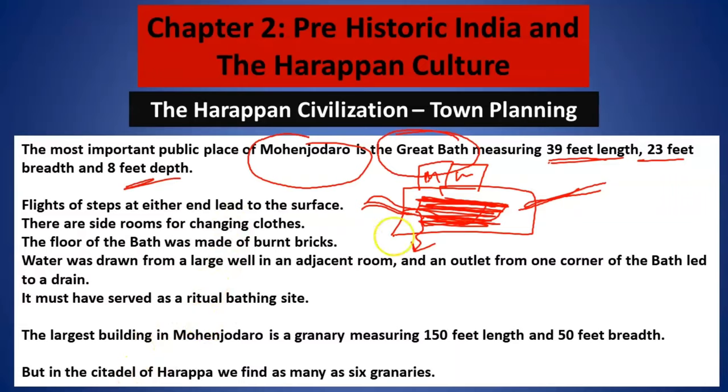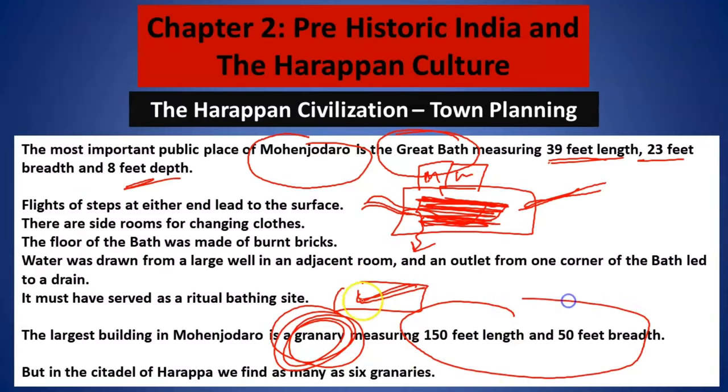All right, you can see this. In Mohenjo-daro, the biggest building is a granary. A granary is a place wherein if you have food in abundance, you can store it. And this is the size of it. In Harappa also, granaries are found, as many as 6 granaries. Now, what does this signify? This signifies that people were not dying for food. They were having food in abundance. That is why they were storing food in granaries. I hope you are able to understand this.